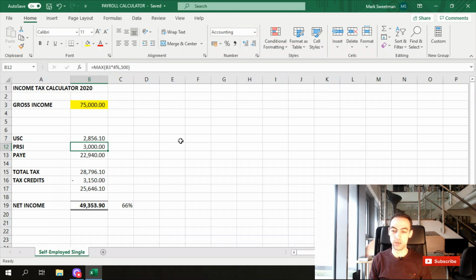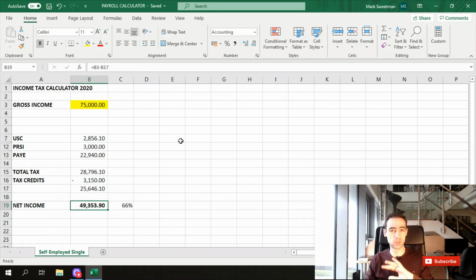Then we have the PRSI calculator. As a sole trader, you have to pay a minimum of 500 PRSI, and then above that it's 4%. So that'll calculate that for you. And then PAYE, you've got your 20% up to 35,300, I think, and then 40% above that. And then you have your tax credits, which I think as a sole trader, there's two of them. So it's the earned income tax credit of 1,500, and there's a single person's tax credit of 1,650.